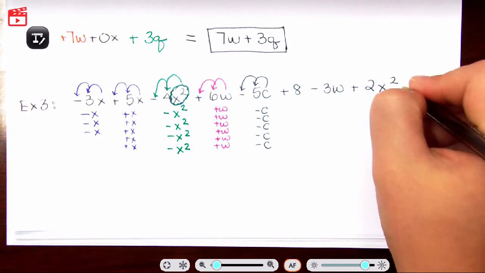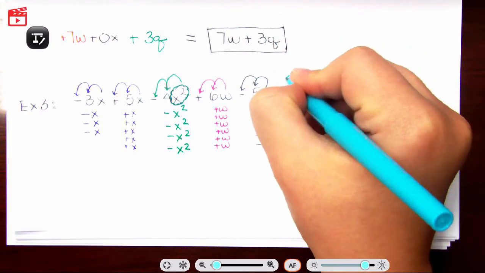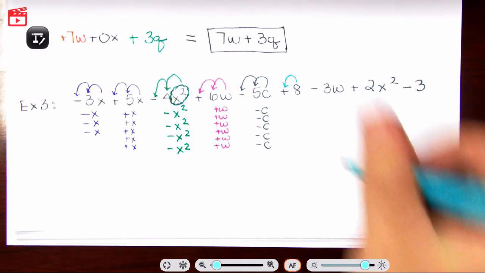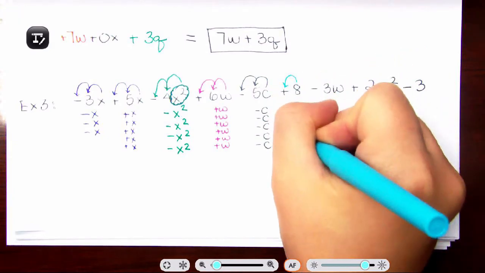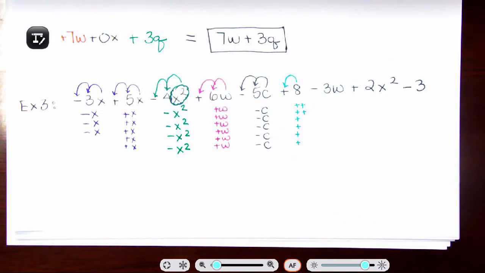Ooh, let's throw in a minus 3 at the end. Then I have 8. Do you see a letter behind 8? There is no letter attached to 8. So this here is just 8 pluses. 1, 2, 3, 4, 5, 6, 7, 8 pluses.